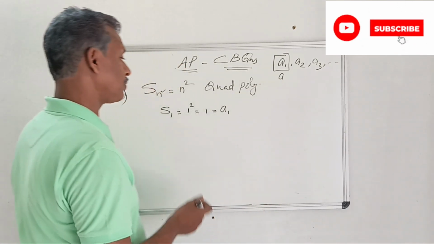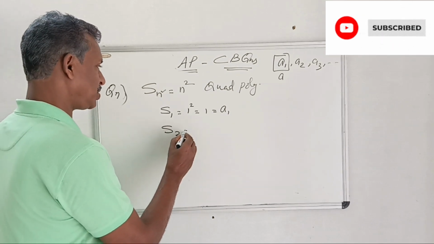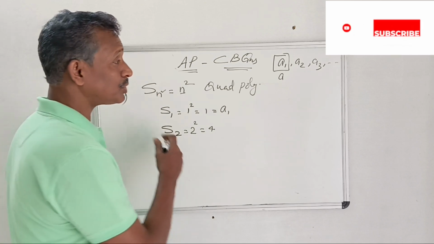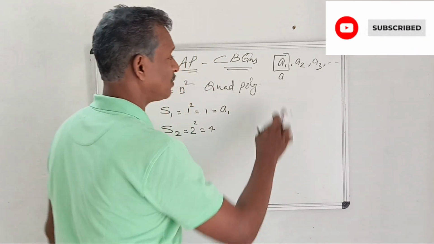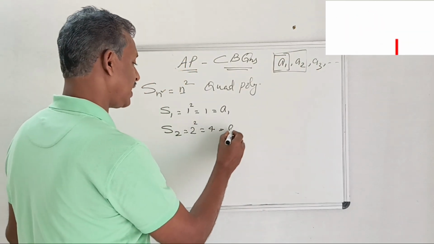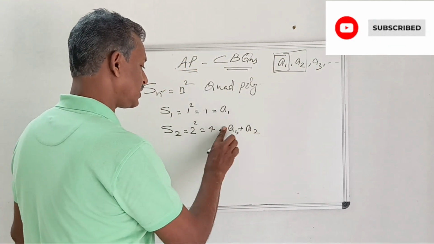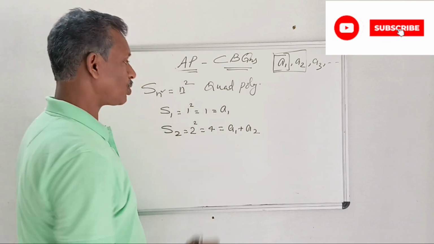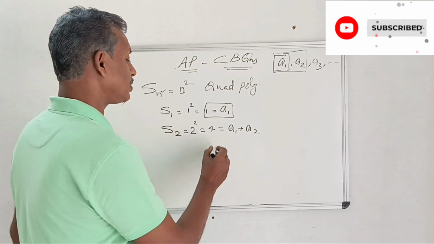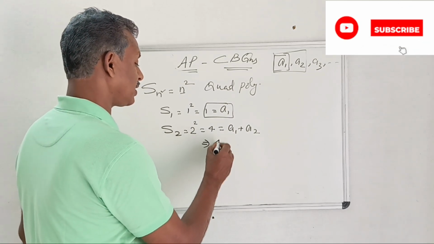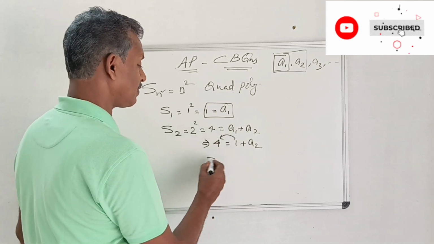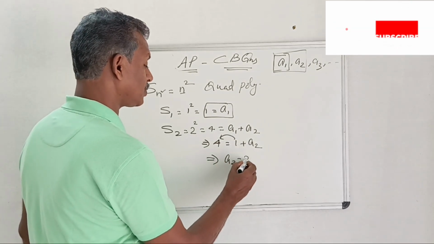Okay, and S2 we can find by changing the value of n to 2. 2 square is 4. What is S2? Sum of first two terms. First two terms means A1 and A2 together. That means A1 plus A2 is 4. We know the value of A1. What is the value of A1 from the first statement? A1 is 1, so we can write 4 is equal to 1 plus A2. And shift this 1 here, you will get A2 is equal to 3.